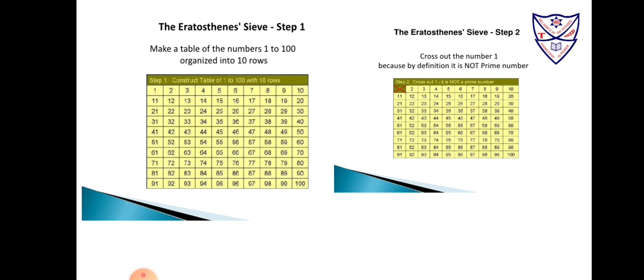Step 2 is to cross out the number 1, because by definition it's not a prime number. What are we doing in this Sieve of Eratosthenes? We are finding prime numbers. So first of all, we will cross out this number 1. Why? Because 1 is neither prime nor composite. So we will cross this. That is our step 2.